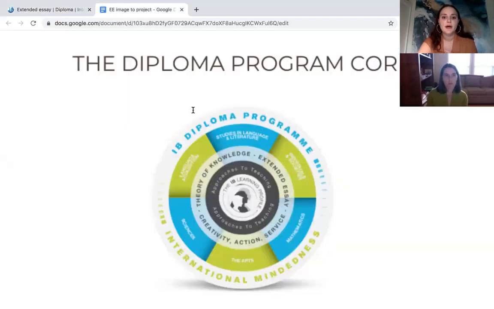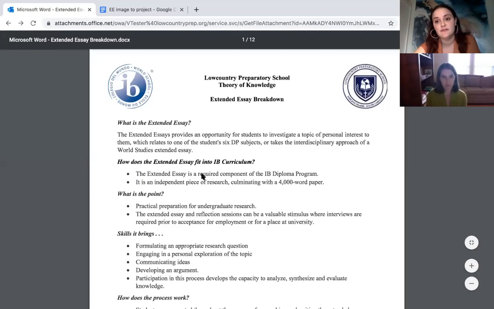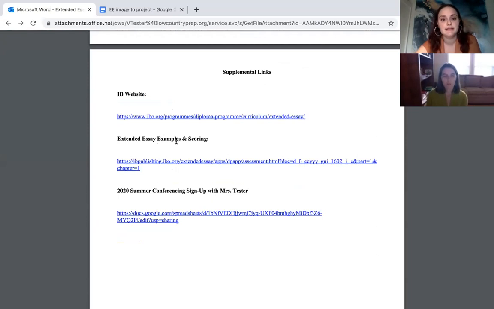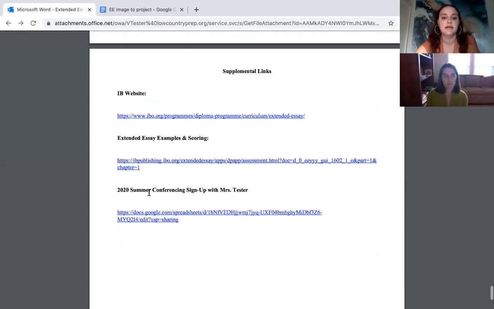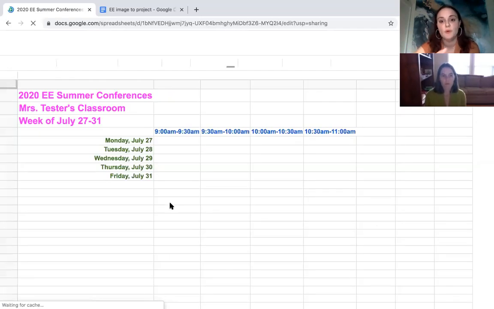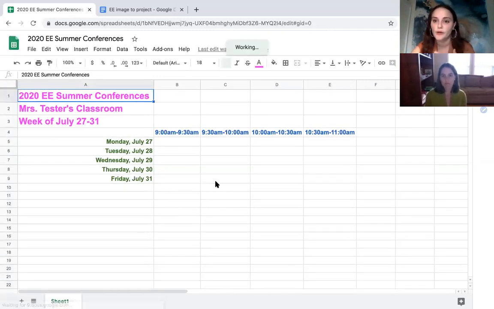And then I've also attached, oh, it took me out of my document. You can go ahead and sign up for your time to conference with me this summer. It's the last link here, 2020 summer conferencing with Ms. Tester. If you click on this, it takes you to a spreadsheet with different times. It's 4 different times for 5 different days, for around 20 of you. If I'm off on that number, you can always write your name in and I'll work with you. I will confirm your time at least a month beforehand, and you'll get an email from me.